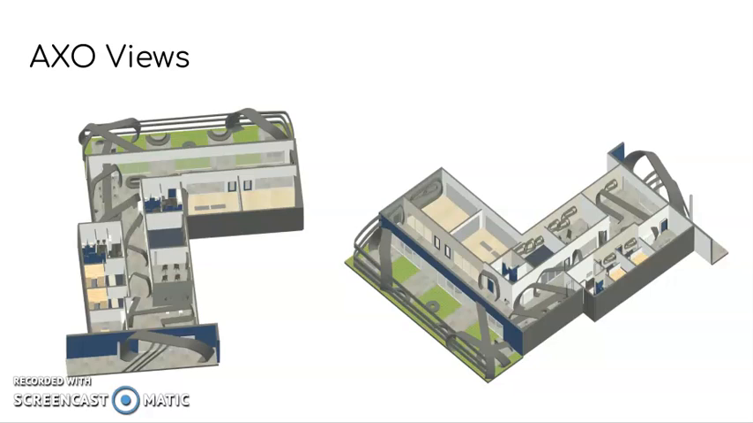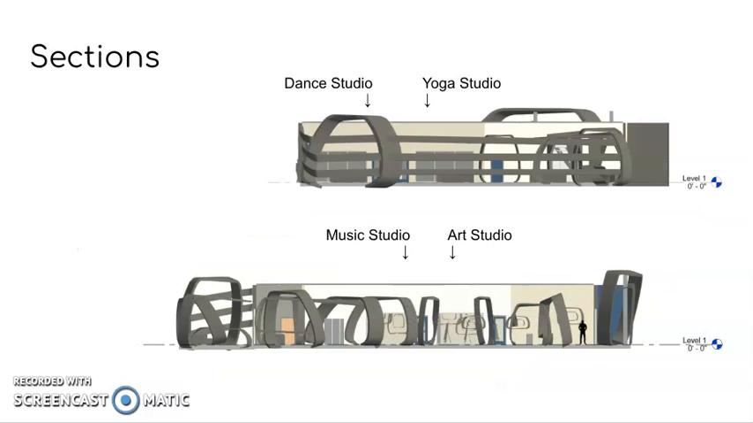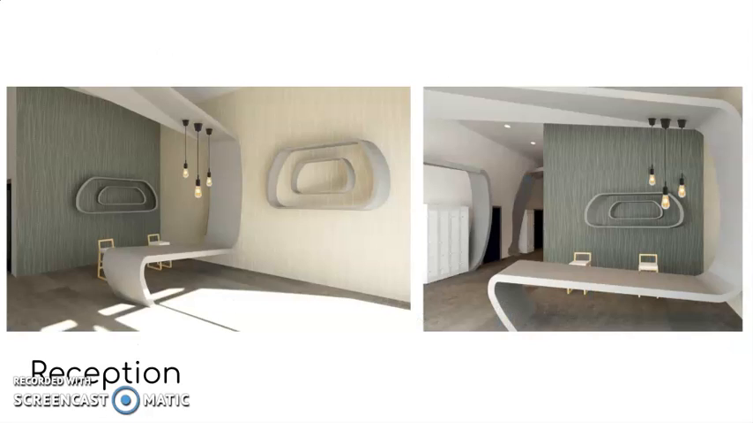These axonometric views are helpful to understand the way the ribbon helps the space flow. These sections demonstrate where my studios are and how you can get to them by walking through the ribbons. These views of the reception area effectively show how the ribbon detailing is able to be more than just decorative. The desk creates an architectural feature that is interesting to look at.